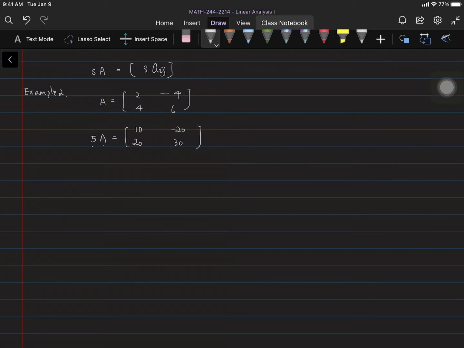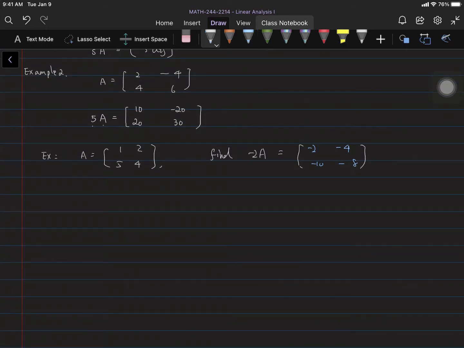So let's see. A equals 1, 2, 5, 4. And S is, let's try negative 2. So we want negative 2 times A, negative 2A. The solution is this one. So it should be negative 2, negative 4, negative 10, negative 8. Right.